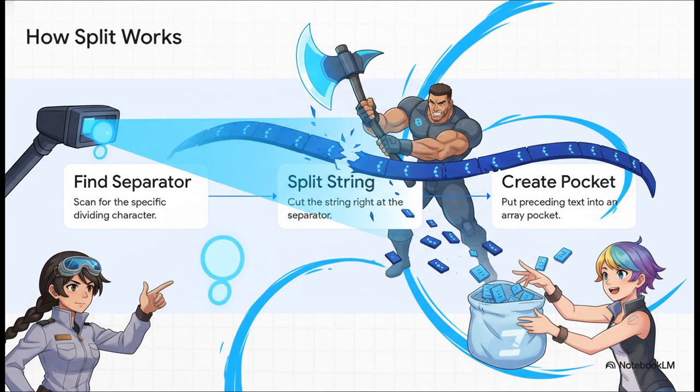So how does split actually do this? Let's walk step by step through exactly what the split command tells the JavaScript engine to do when we give it a comma as our dividing line. Step 1. The engine scans the string looking for the specified separator, which for us is the comma. Step 2. Every single time it hits that comma, it basically brings down a visual axe and splits the string right at that exact spot. Step 3. It takes whatever text came right before that cut and neatly tucks it away into a brand new array pocket. And then it just repeats this process down the entire line of text.